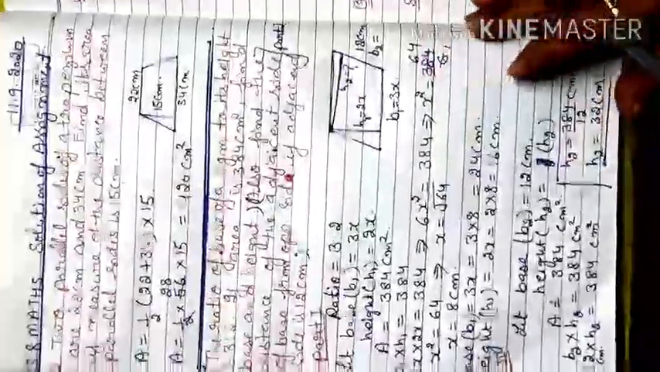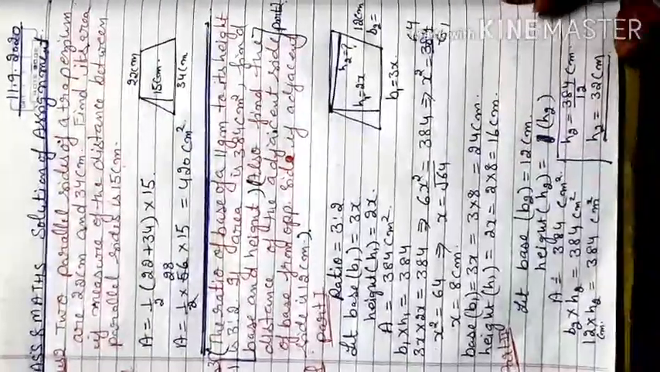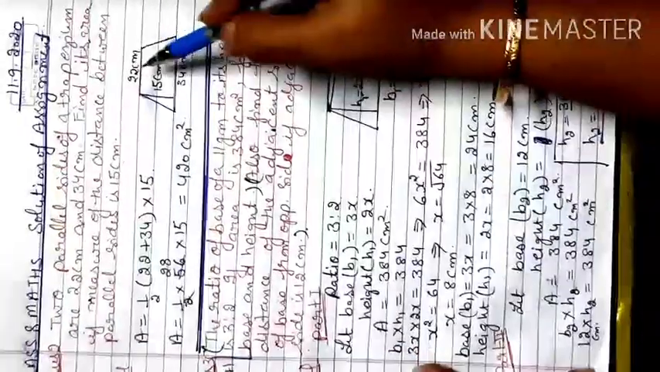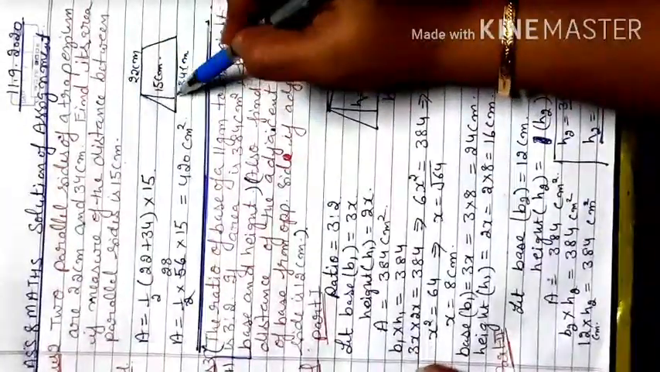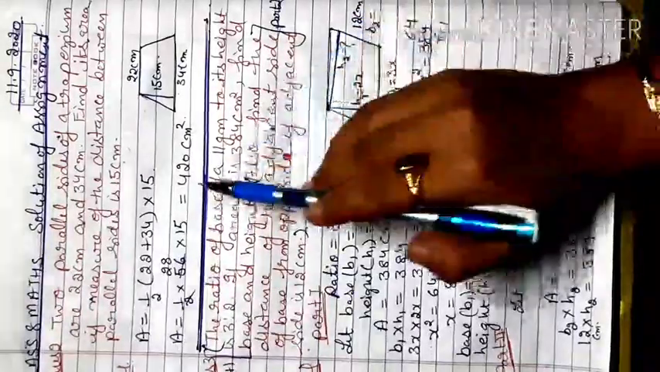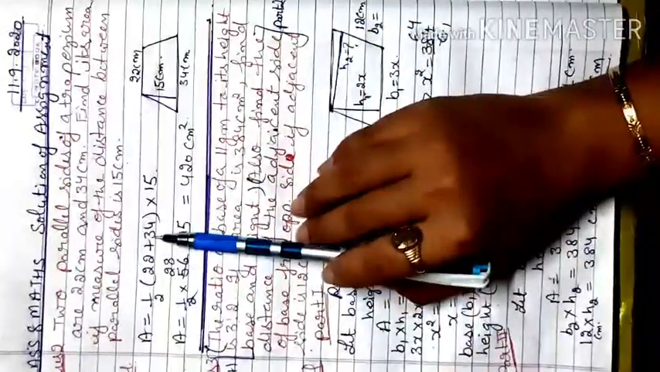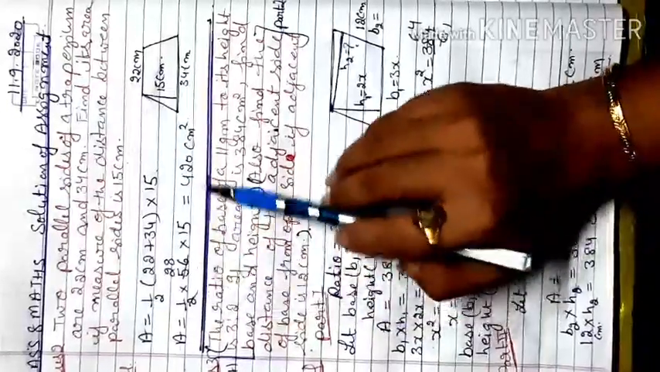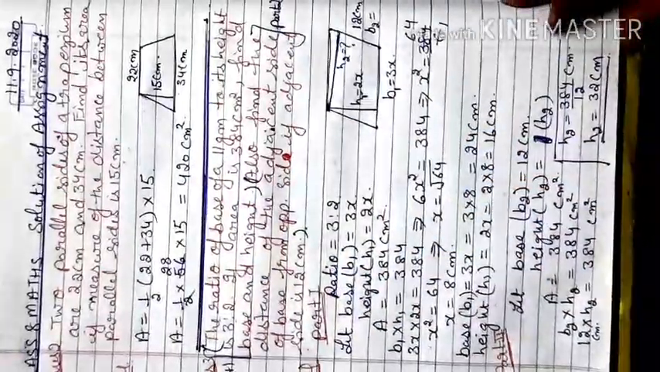Now next, your second question. In this second question, there are two parallel sides of a trapezium. If you have the measurements of two parallel sides and the distance between them is given, you have to find the area of the trapezium. You directly apply the formula: sum of parallel sides into the distance between the two sides, divided by 2. So that gives me 420 centimeter square.